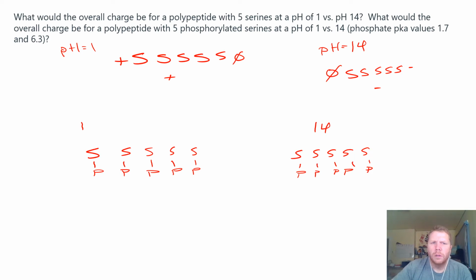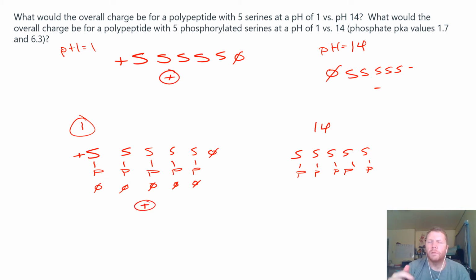Okay, now the N termini, I'm just focusing on a pH of 1. I wanted to draw them both, and I'll come back. So at a pH of 1, our N termini is going to be +1, but all of my phosphate groups are going to be neutral. Now my C termini is also going to be neutral, so my charge is still going to be +1. Okay, so whether it's 5 phosphorylated serines or 5 just non-phosphorylated serines, it's going to have the exact same charge.